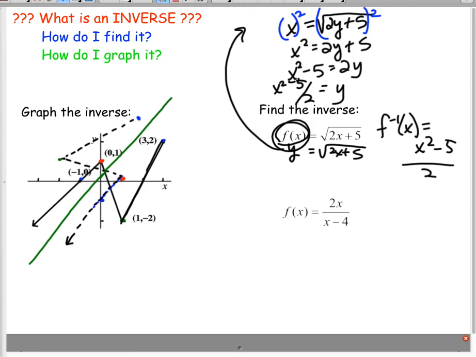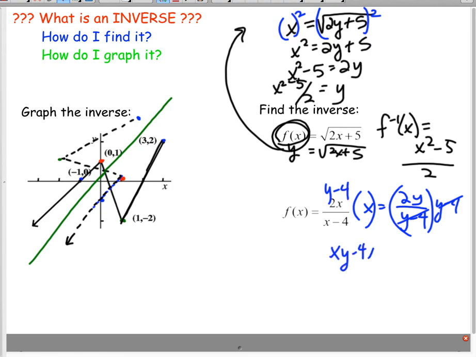Okay? I'll do one more with you. This one's a little harder. Not too bad, though. I exchange my x and y. Now I have to solve for y, but the thing that's a little bit hard about this problem is I have 2 y's in my equation, don't I? I have a y here and I have a y there. So what I'm going to do first is, this fraction's kind of ticking me off, so I'm going to multiply both sides by y minus 4. I'm going to multiply both sides, that's fair, and distribute here.